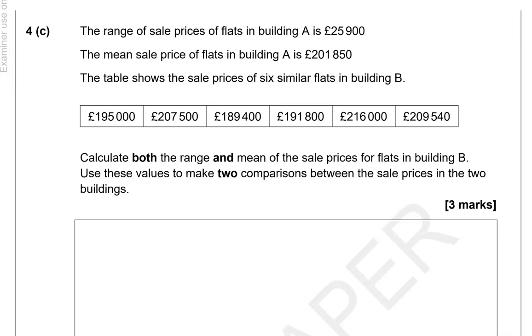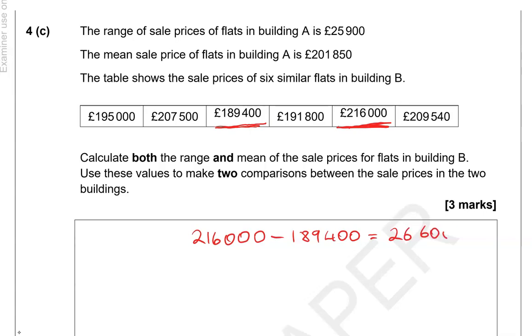So the range is taking away the smallest value from the greatest value, and looking at these numbers, the smallest value is this one here, and the greatest value is this one. So 216,000, take away 189,400, gives us 26,600. So that is the range.